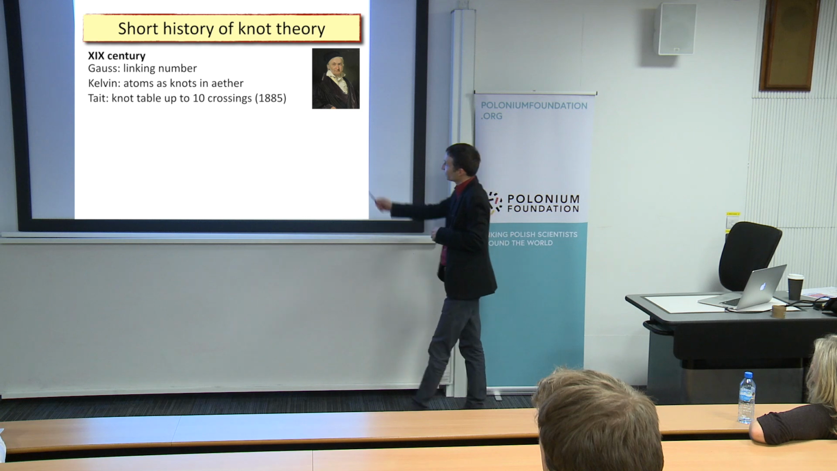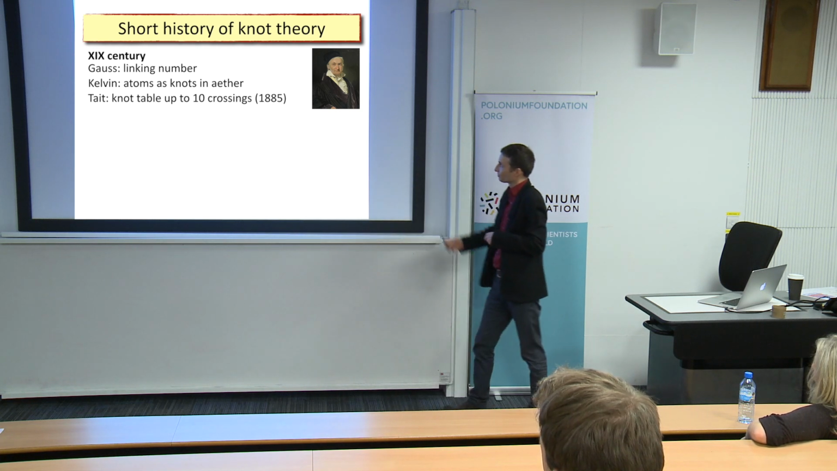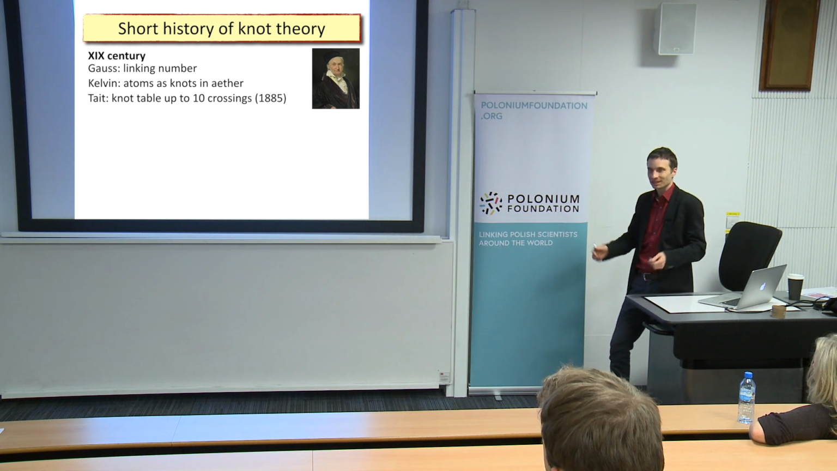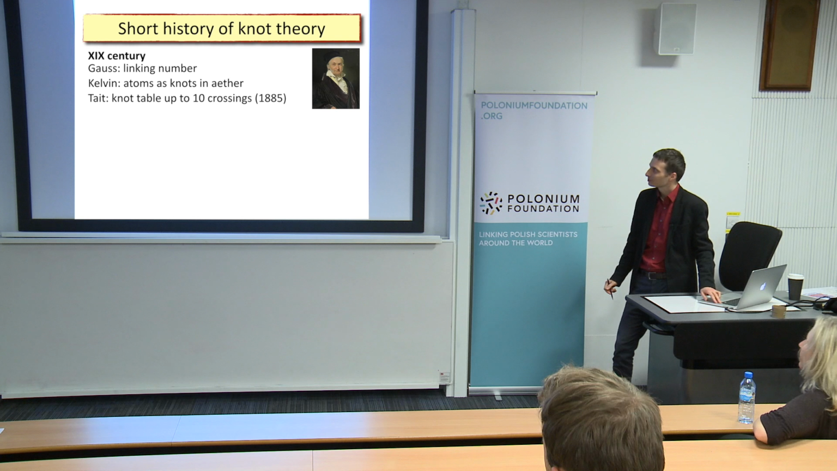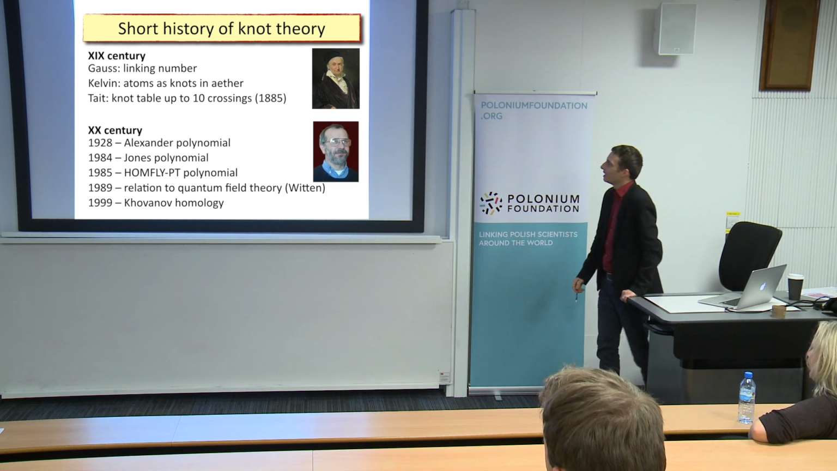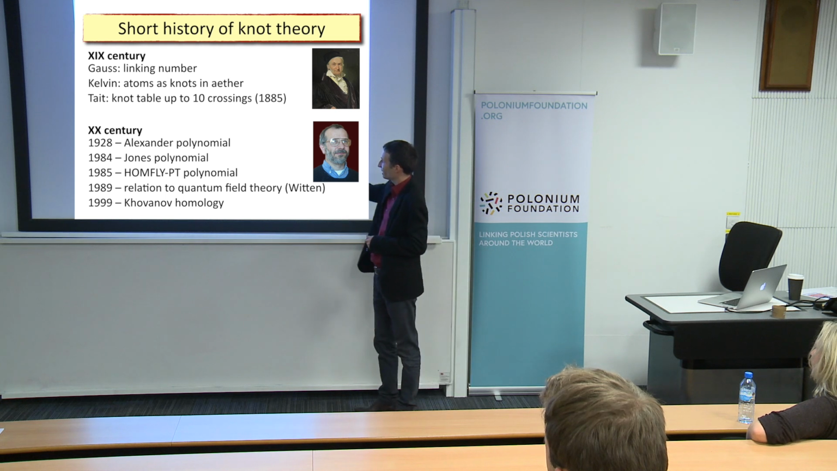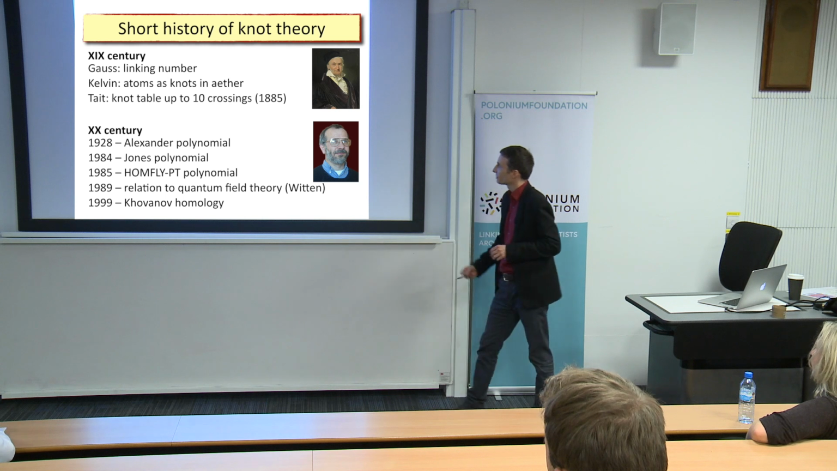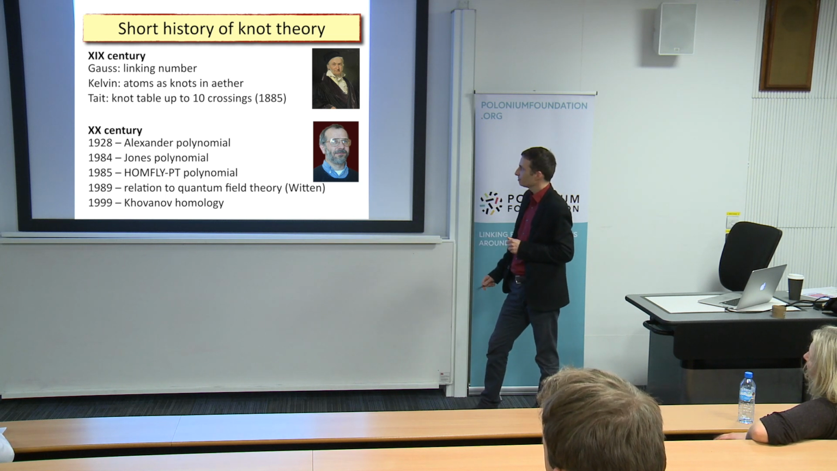And then in 1895, as you see, another mathematician, Tate, made a knot table with knots up to 10 crossings. So this was quite a non-trivial achievement without computers and so on. He had to sit with a piece of paper and draw all these 200 knots and be very careful, checking whether two are equivalent or not. And then one breakthrough came in 1928 when Alexander found one of the first knot polynomials, which is now called the Alexander polynomial. But in some sense it is simple.